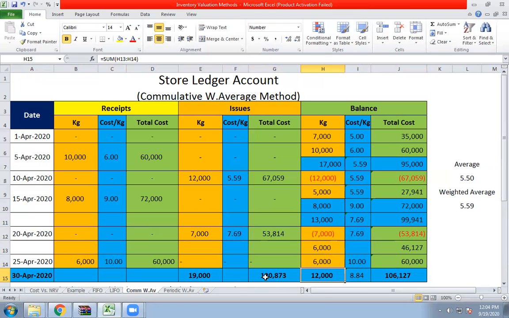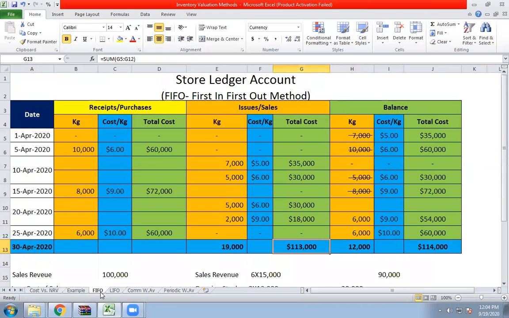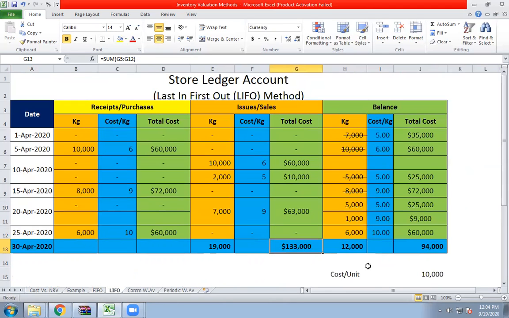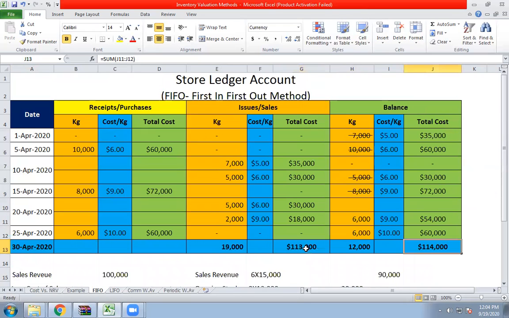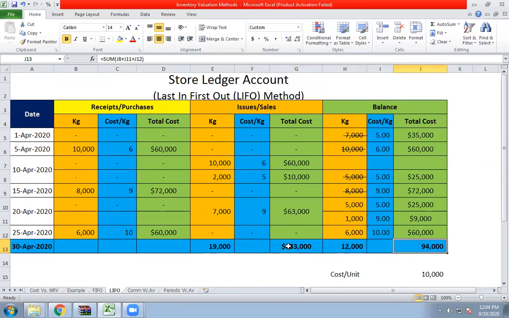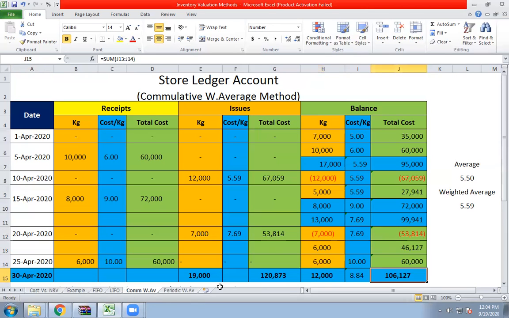You can note that in weighted average, we got almost a central value between FIFO and LIFO. In FIFO, we had a closing stock of 114,000. In LIFO, we got 94,000, whereas in weighted average, we got 106,000. Same is the case with issue. In FIFO, we had a value of material issued to production 130,000. In LIFO, it was 133,000, and weighted average, it is 120,000, less than FIFO and LIFO.